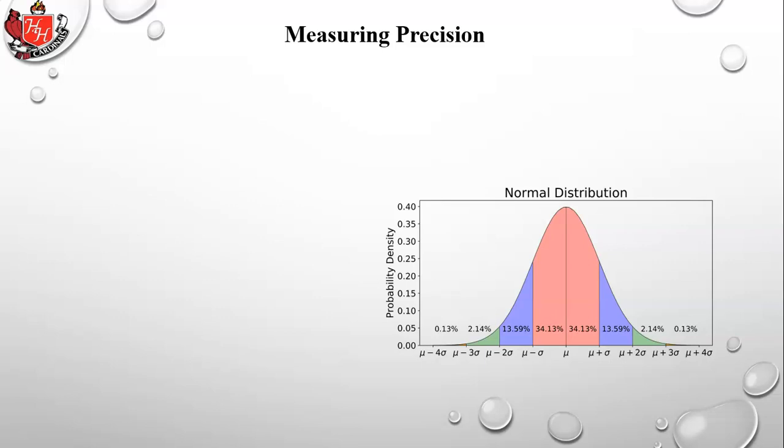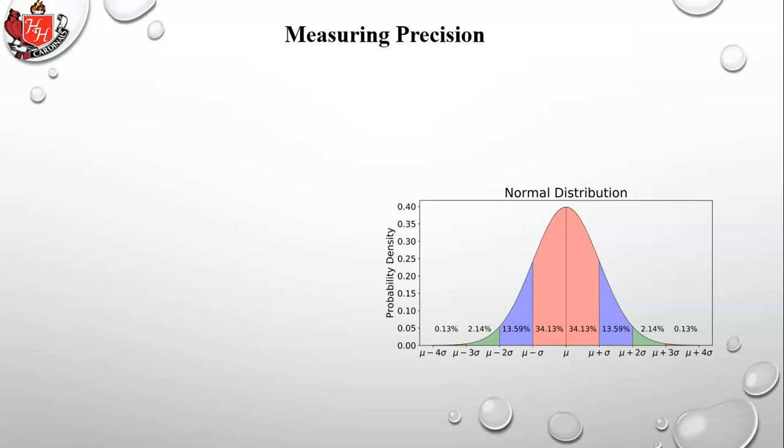And if you go into the pink region, to the right and to the left of mu, you have 34.13 to the right, 34.13 to the left. If you add those two numbers together, you get roughly, rounding it, 68%. So that's the 68%. That's plus or minus one standard deviation from the average. So 68%, roughly 2/3 of your values, will fall within that pink region.